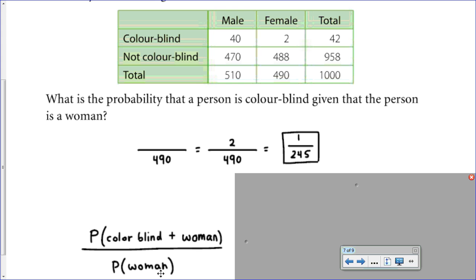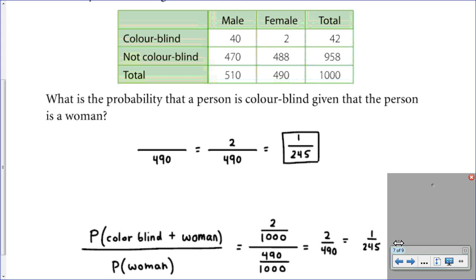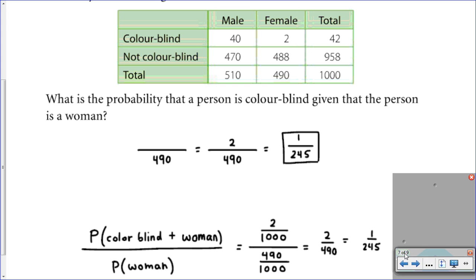And then the denominator is supposed to be the probability of just the condition itself, which is the probability of getting a woman. So from this set, if I reach in and pull somebody out, I'm going to get a 490 out of 1,000 chance that I get a woman. So then you could set up 2 over 1,000 over 490 over 1,000. And then notice that the thousands would cancel out and you'd be left with 2 over 490, which is the same exact answer that we had above. So you don't need to express it as probabilities to begin with, because the denominators will be the same if you're doing it based on a statistical set like this.